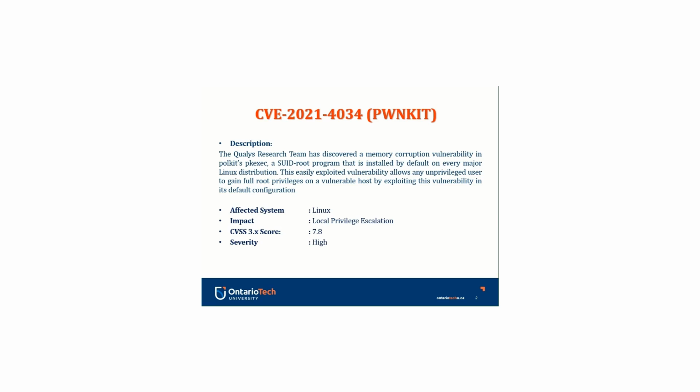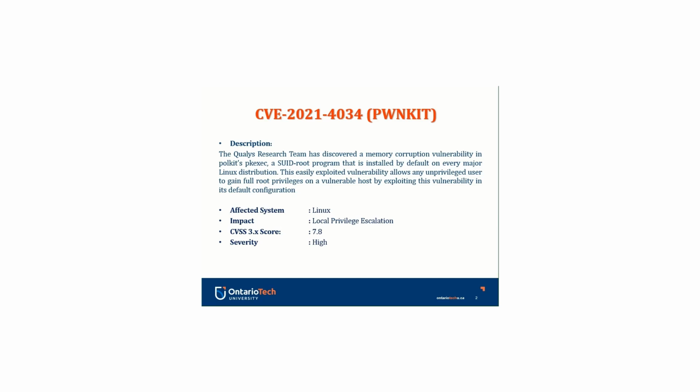This vulnerability has been hiding in plain sight for 12 plus years and affects all versions of pkexec since its first version in May 2009. It's a memory corruption vulnerability in Polkit's pkexec, a SUID root program that is installed by default on every major Linux distribution. This vulnerability was discovered by Qualys researchers. This easily exploitable vulnerability allows any unprivileged user to gain full root privileges on a vulnerable host by exploiting this vulnerability in its default configuration. The CVSS score for this vulnerability is 7.8 and the severity is high.